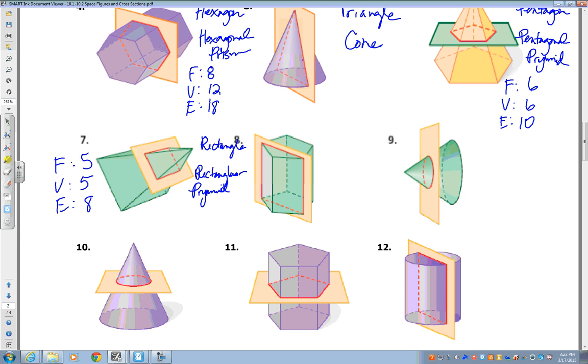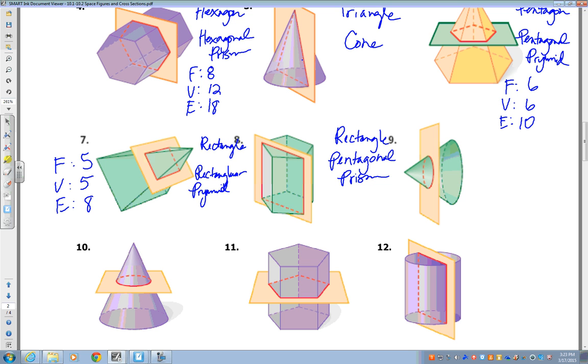All right, now I'm cutting vertically straight down. On number 8, what would the cross section be? Yeah, it's a rectangle. Now, what's the name of this three-dimensional shape? Pentagonal. The base is a pentagon, so it's a pentagonal prism. No, we don't name the shape by the cross section. We name the shape by the shape of its base.